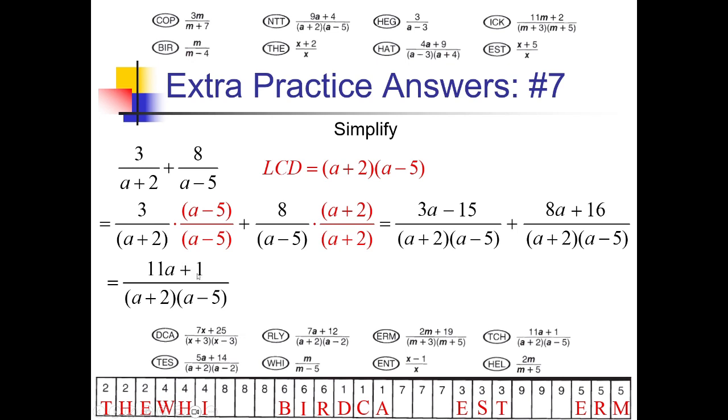11 and 1, there's no common factors I can pull out of there, so this is already as factored as it's going to get. No common factors to cancel out. So let me go ahead and find this in the answers. And I think I see it over here, 11a plus 1, all over that stuff. TCH, that's going in spot 7. TCH. We're getting there. 2 questions left.